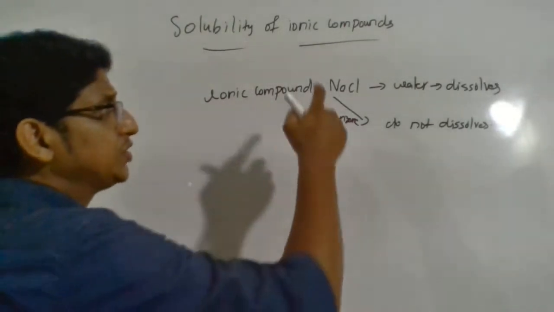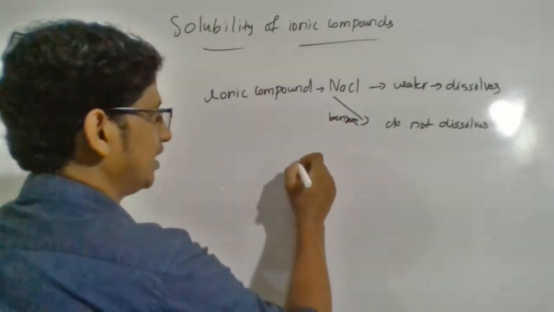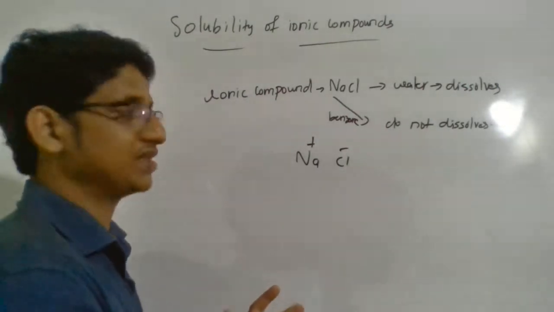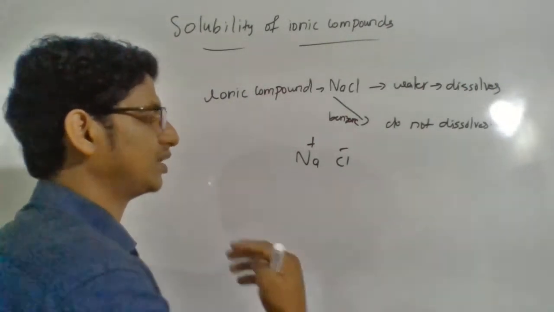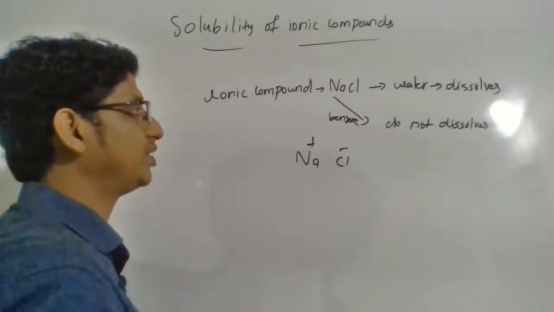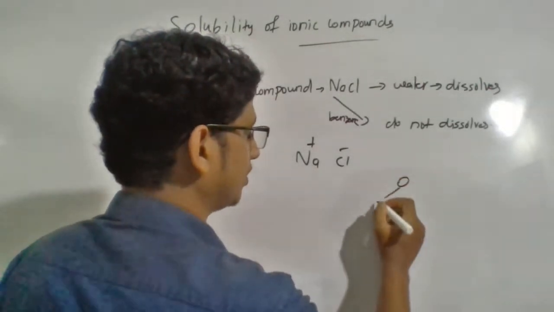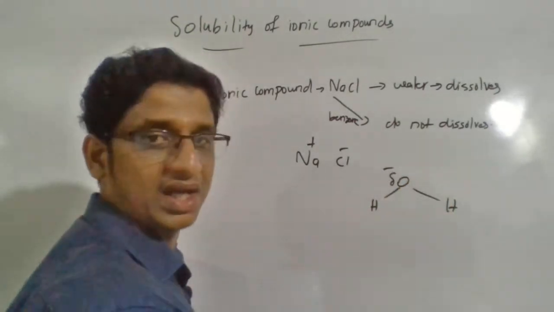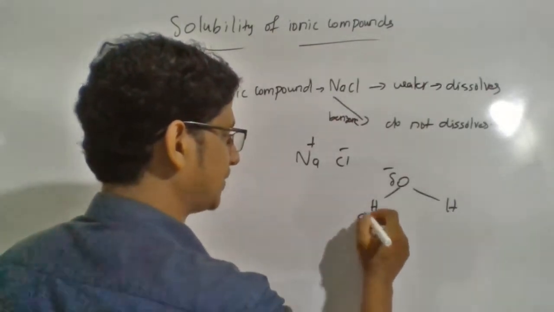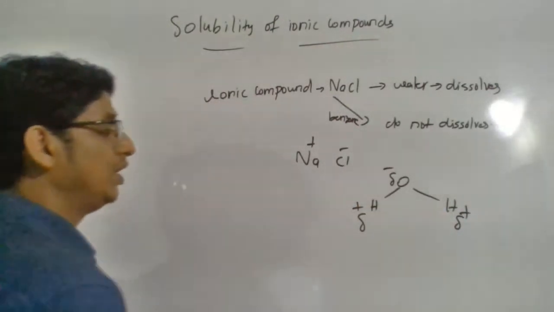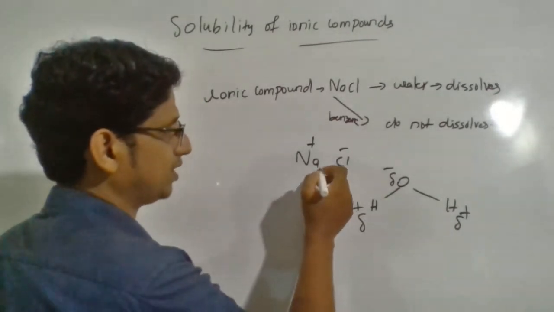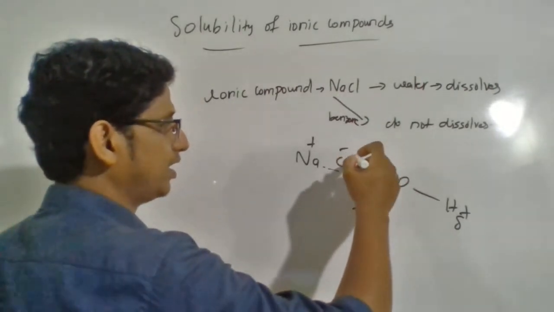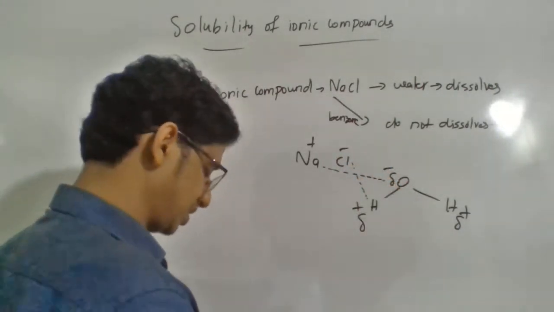Sodium chloride definitely exists as cation and anion, so charge separation is there: one is a positively charged ion and the other is a negatively charged ion. In the case of water, we know water is a polar compound. It's a universal polar solvent, where oxygen is more electronegative, so there will be a partial negative charge on oxygen, and hydrogen is partially positive because it is less electronegative. So there will always be an interaction between the cations and the negative polar center of water, and between the anion and the positive polar center of water.